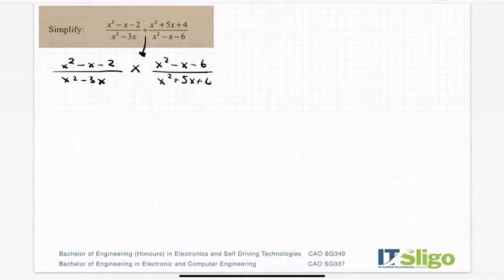Then you have to start factorizing. It's the easiest way to do it, and what you do is you hope that some of the factorizing simplifies. So the first one I'm going to factorize is this one here, x squared minus x minus 2, okay? So it's a quadratic.